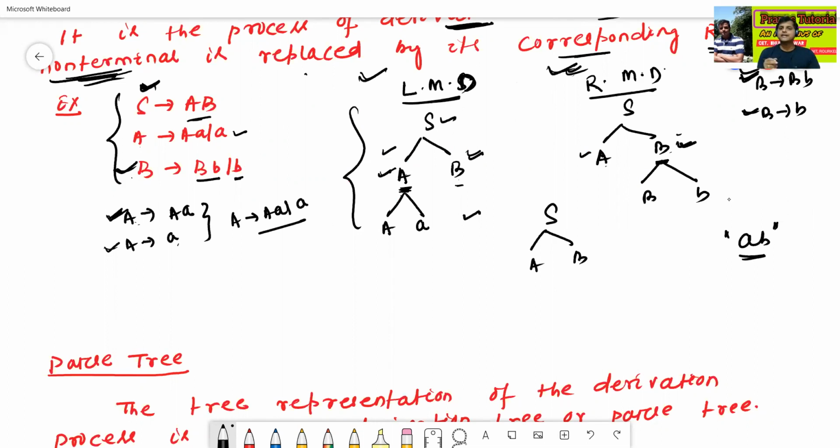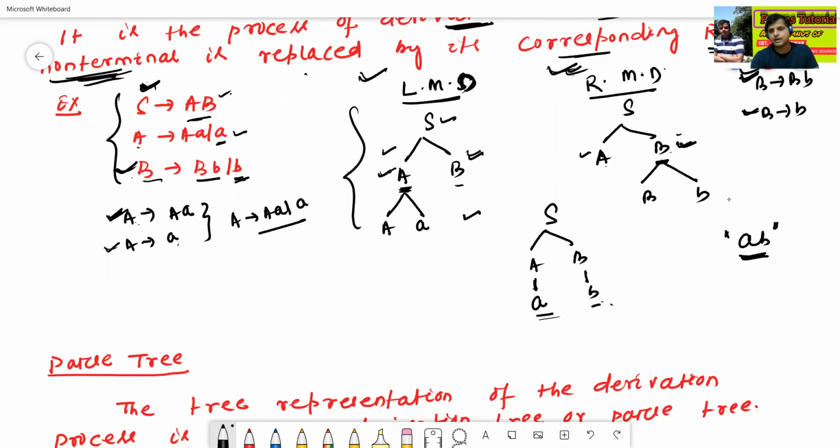Now we'll try to derive the sentence ab. How to get the sentence ab? We always start from the starting symbol, S → AB. Now we use the production A → a. Now we use the production B → b. So we can get ab.